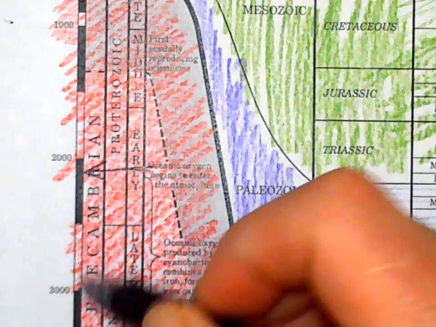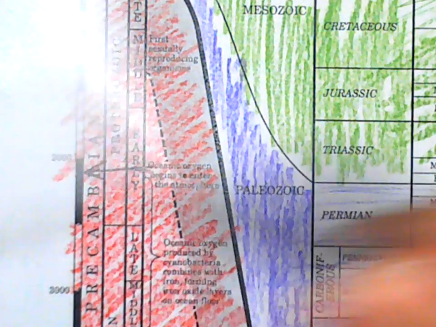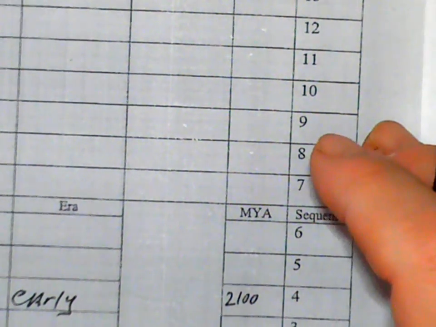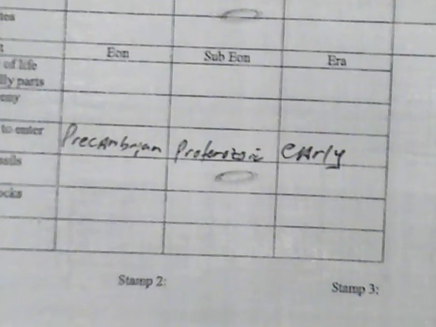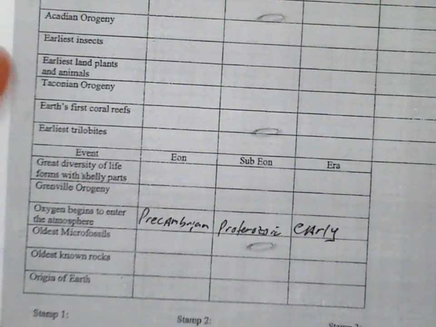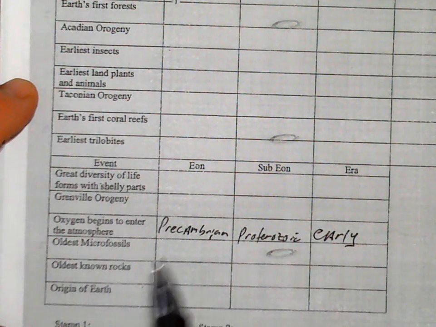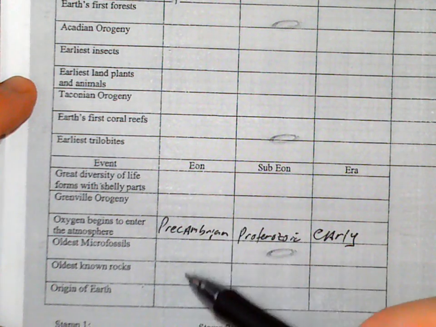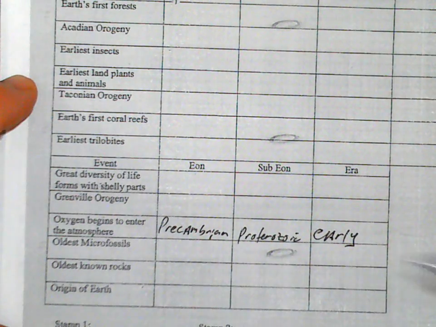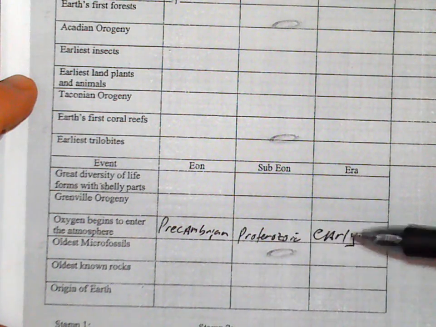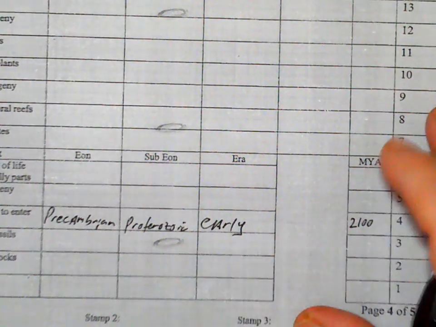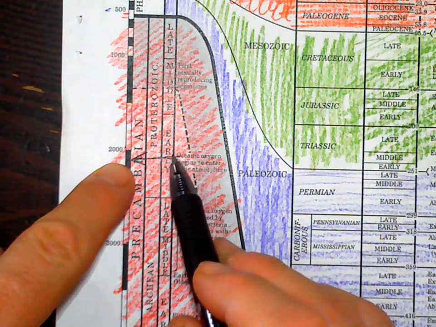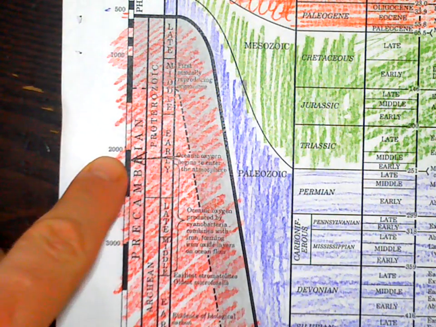It's such a large period of time, I'd like you to try and guesstimate it. So I'm going to say 2,100 MYA. Okay, let me just review that one real quick. So oxygen begins to enter the atmosphere. I'm in the Precambrian. Notice there's a big divide right there. Everything down here is Precambrian. Everything above it's going to be Phanerozoic. Precambrian, Proterozoic, early, 2,100 MYA. Ocean oxygen, early Proterozoic, Precambrian, about 2,100 MYA.